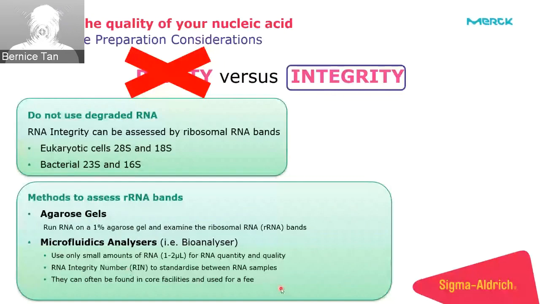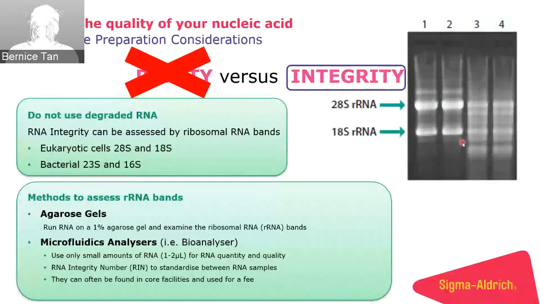If you run it on a gel, and these are eukaryotic RNA samples, you should see 2 distinct, nice sharp bands for the 28S and 18S ribosomal subunits. Now, as you can see here in lanes 3 and 4, if you run your RNA sample and you see a smear like this, it is an indication that your RNA has degraded.